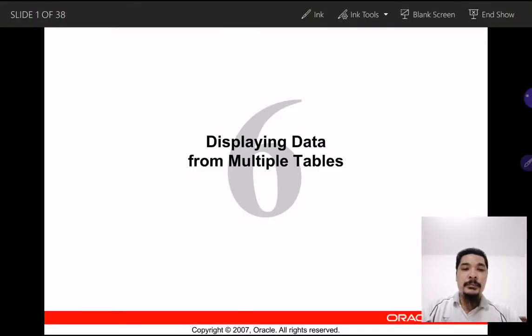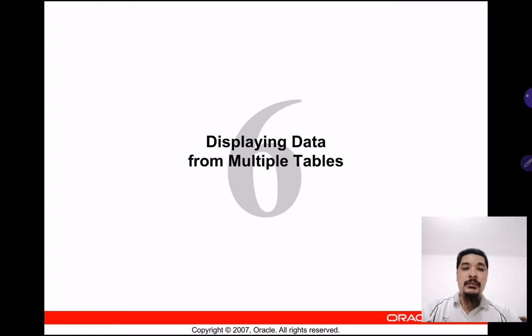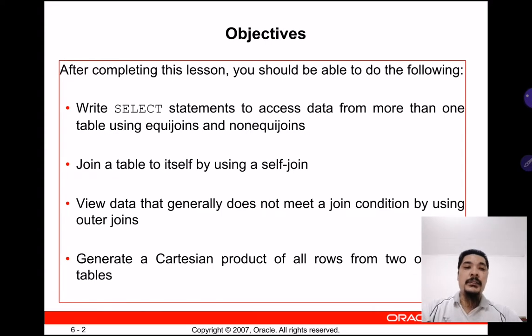So this topic is lesson 6 week 7, displaying data from multiple tables. So it means kita akan display data from different tables. Before this kita dah gunakan satu table je, so basically based on one table. For this lesson we are going to use two different tables.